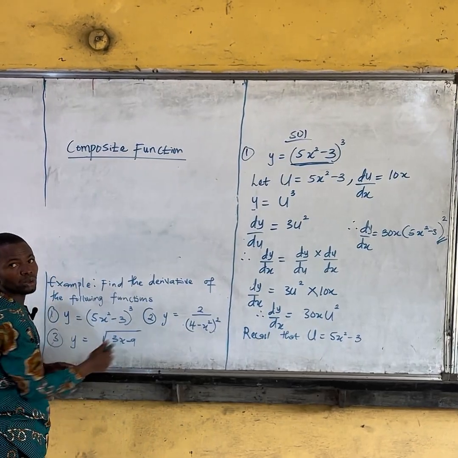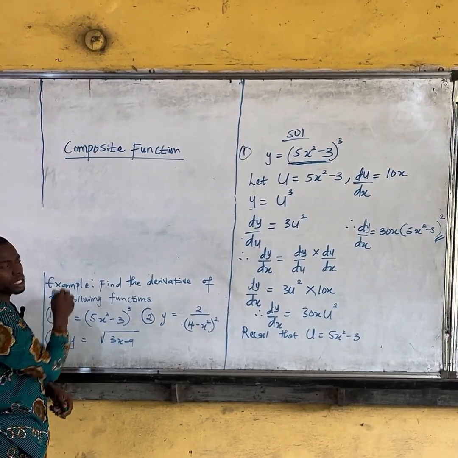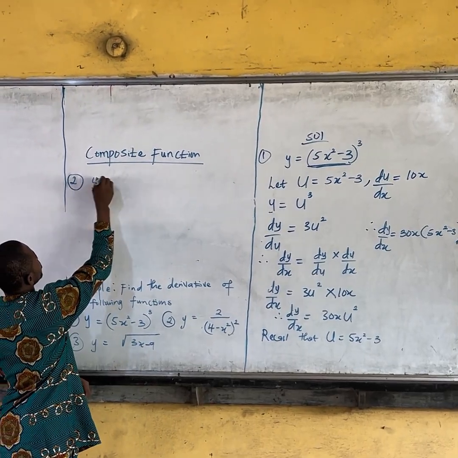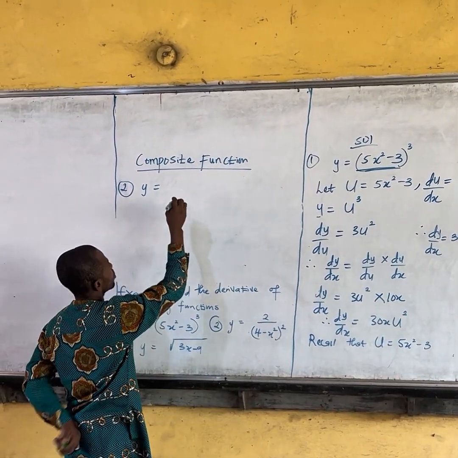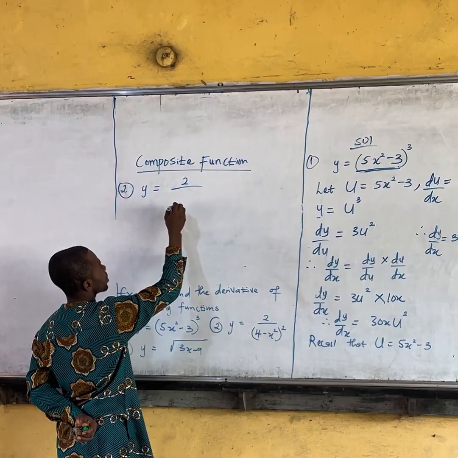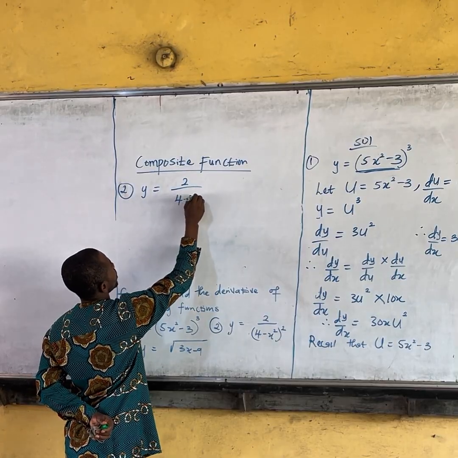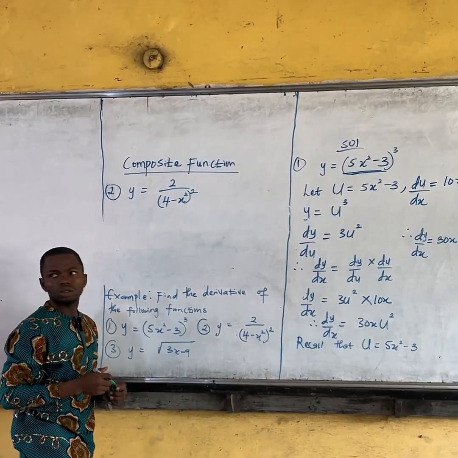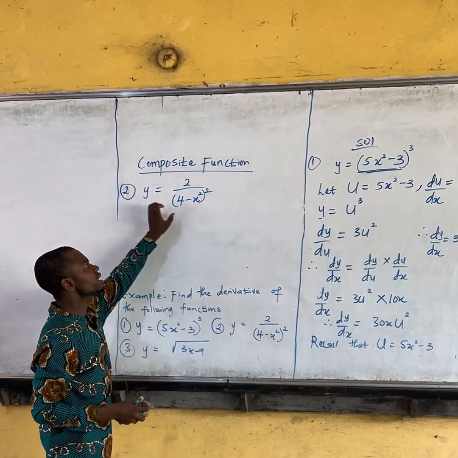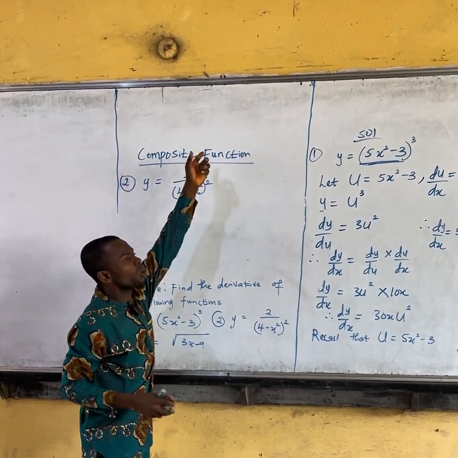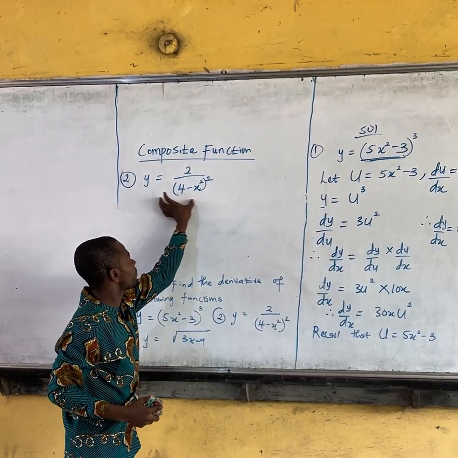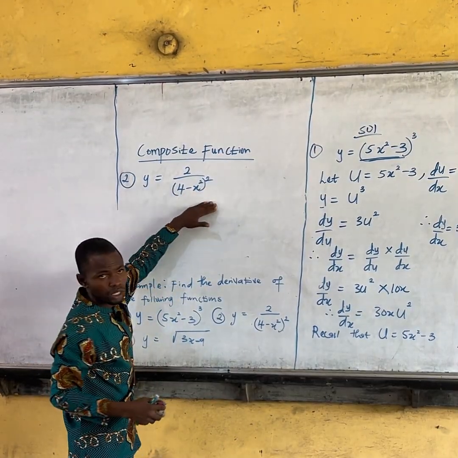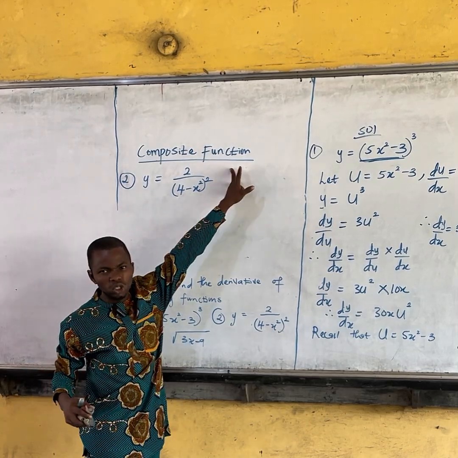Here is our example 2. Example 2 says, number 2, y equals 2 over 4 minus x squared, all raised to the power of 2. Please note that you can only differentiate a function that is in the form of a power. So this function, 4 minus x squared raised to the power of 2, is at the denominator, and it's supposed to be at the numerator.